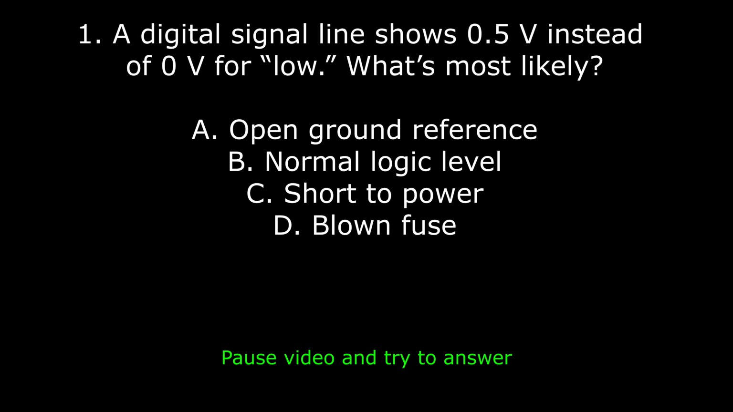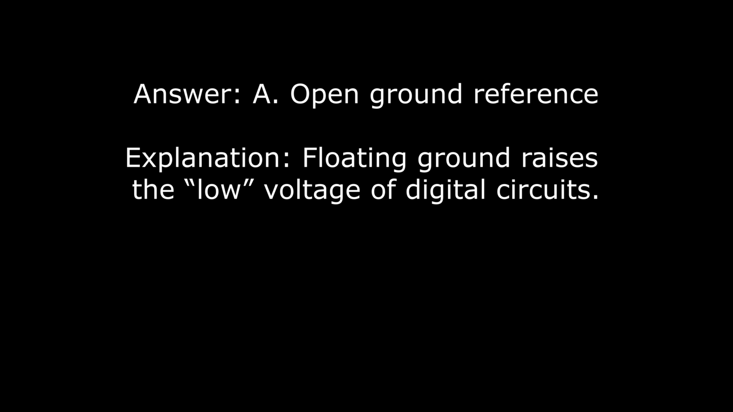A digital signal line shows 0.5 volts instead of 0 volts for low. What's most likely? A. Open ground reference. B. Normal logic level. C. Short to power. D. Blown fuse. The answer is A. Open ground reference. Explanation: floating ground raises the low voltage of digital circuits.